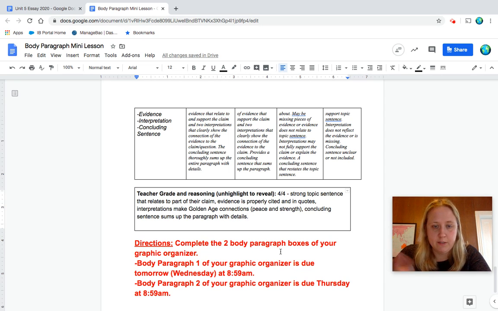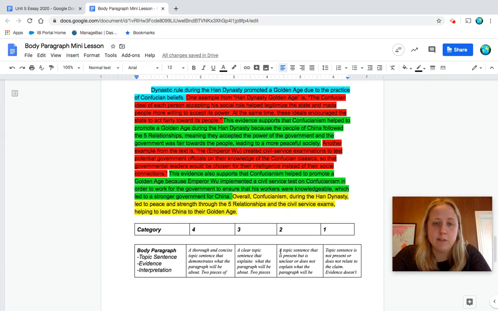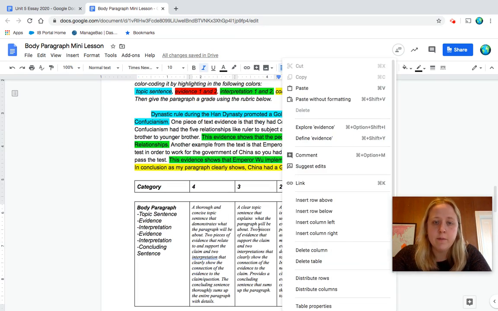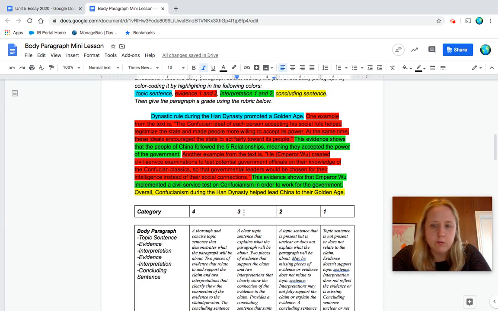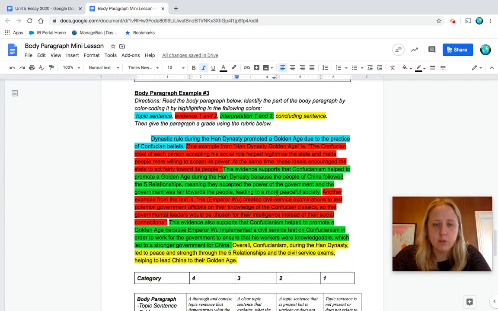So being more specific. Okay, so now that you've looked at these models and you've seen the difference, right? You have this 4 out of 4. You have a 1 out of 4 that you don't want to be like. And then you have kind of this middle ground 3 out of 4, right? We want to aim for this 4 out of 4. Strong golden age connections in our interpretations, citing our text, a detailed topic sentence that connects to one part of your claim, a detailed concluding sentence that summarizes what you wrote, doesn't just say, in conclusion, China had a golden age, right? We need more than that.